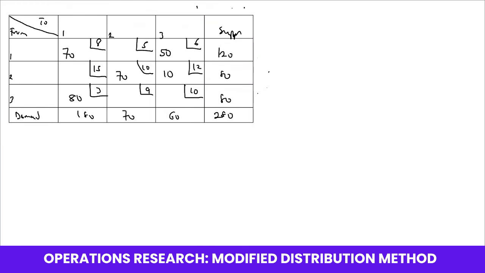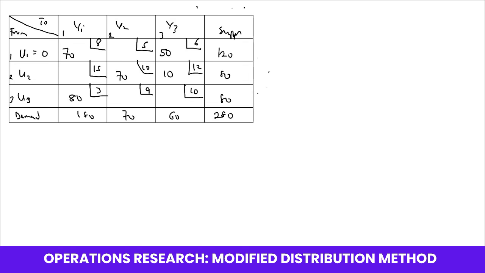So always our U1 is 0, so U2, U3, V1, V2, V3. Alright, so let's compute for the U's and V's.